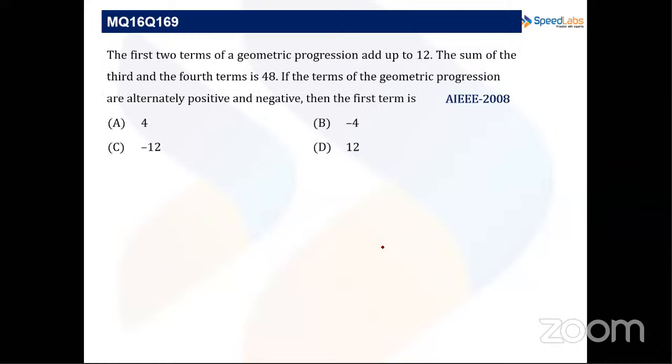Going to the next question. The first two terms of the geometric progression add up to 12. The sum of the third and the fourth term is 48. If the terms of the geometric progression are alternately positive and negative, then the first term is. So we are given that the first two terms of the GP add up to 12. Okay, I'm giving you 30 seconds. Be fast.